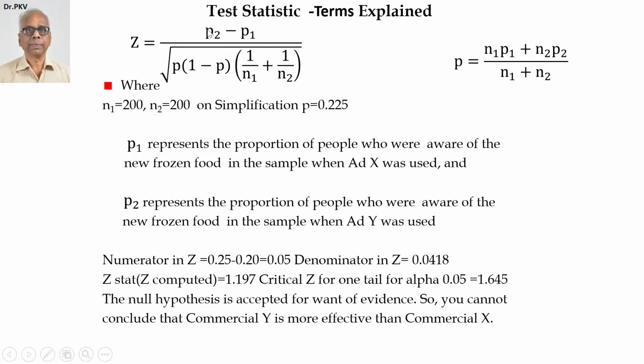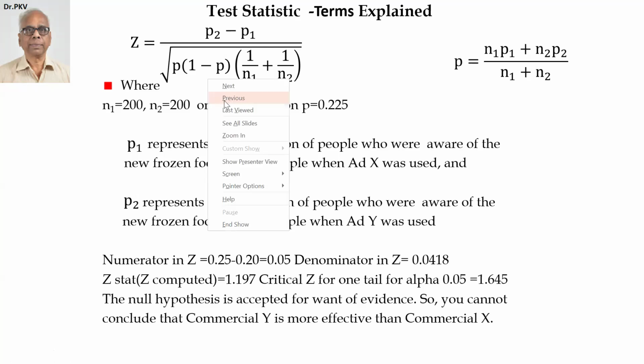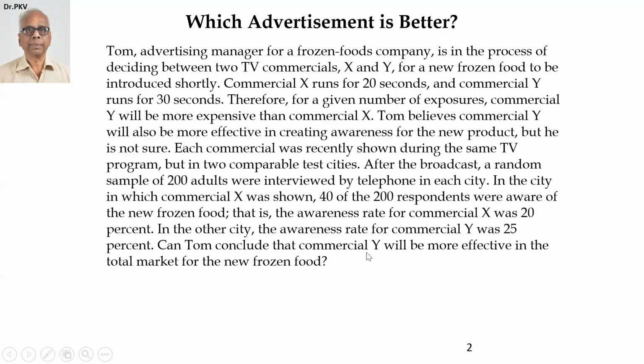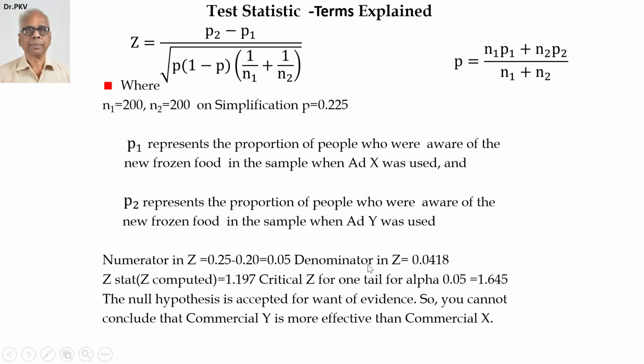0.25 is p2. As you know, in the previous slide, you can see 25%. Okay. And numerator, denominator both are known. So Z stat, therefore, Z stat computed equal to 1.197. The critical Z for the one-tail test for the confidence level of 95%, or alpha equal to 0.05, is 1.645. Therefore, the null hypothesis is accepted for want of evidence.